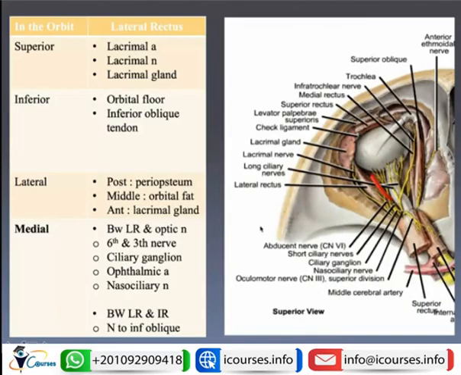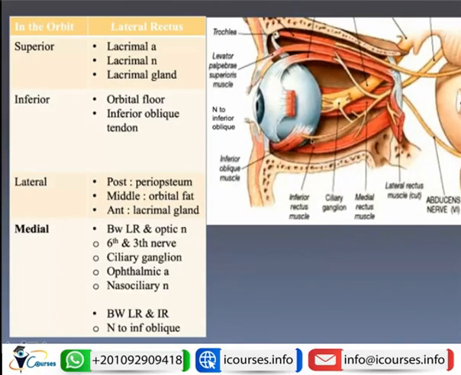And finally, medially, there will be some important structures between the lateral rectus and the optic nerve. So there will be the abducent nerve and the oculomotor nerve, as you can see here, located between the lateral rectus and the optic nerve. We have the ciliary ganglion and the ophthalmic artery and the nasociliary nerve, and between the lateral rectus and the inferior rectus will be the nerve to inferior oblique. Here, the nerve to inferior oblique will be between the lateral rectus, which is cut here, and the inferior rectus.